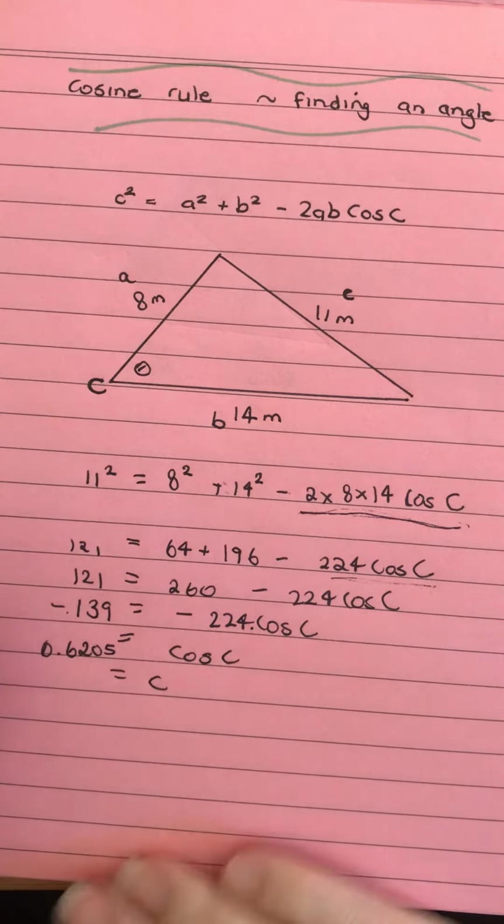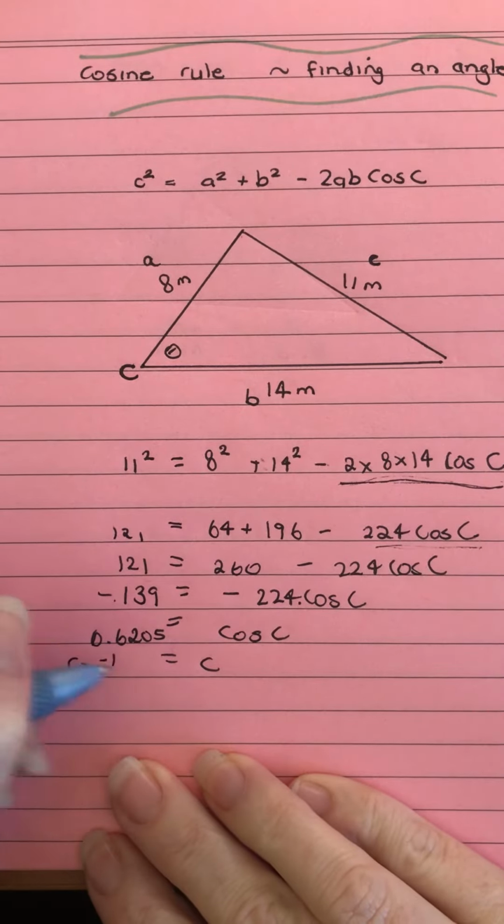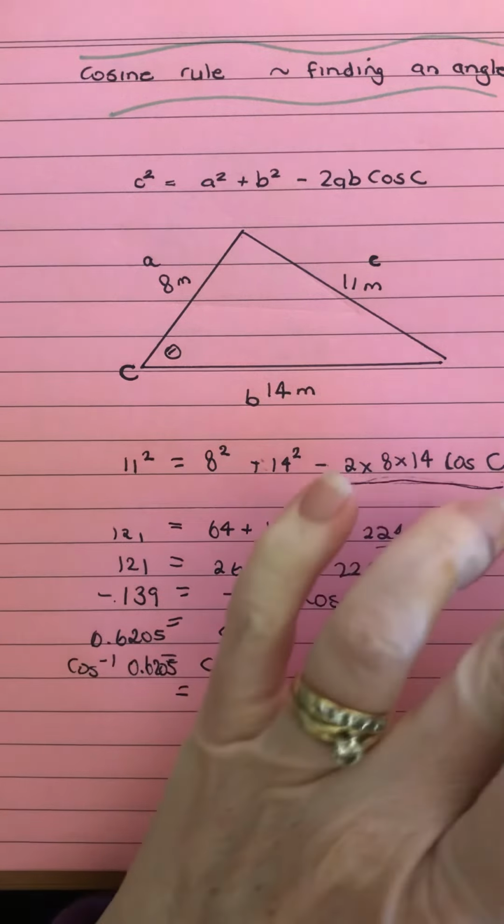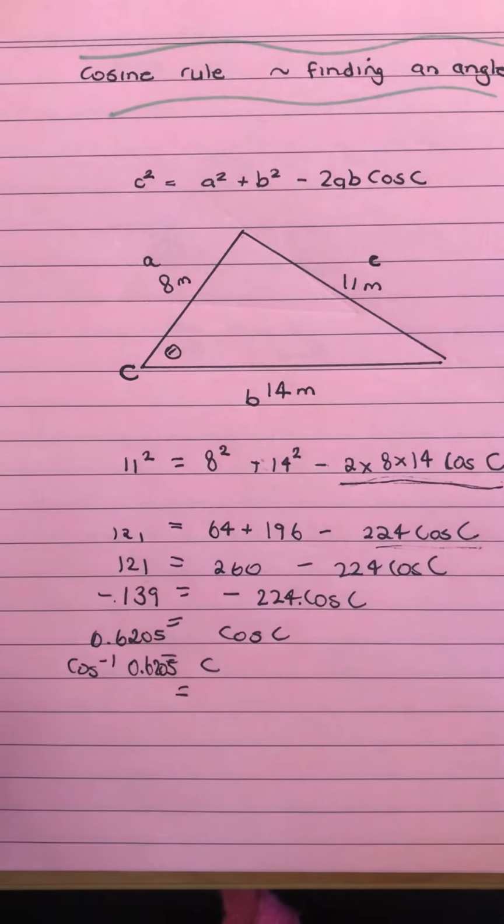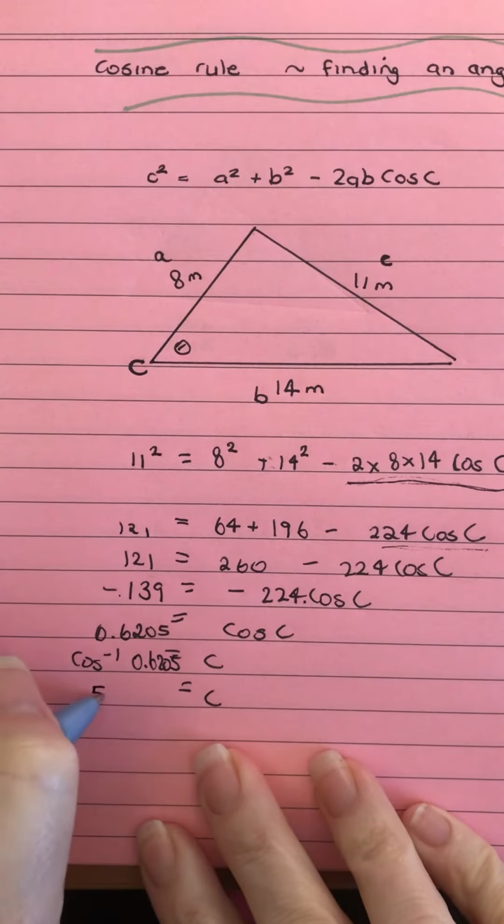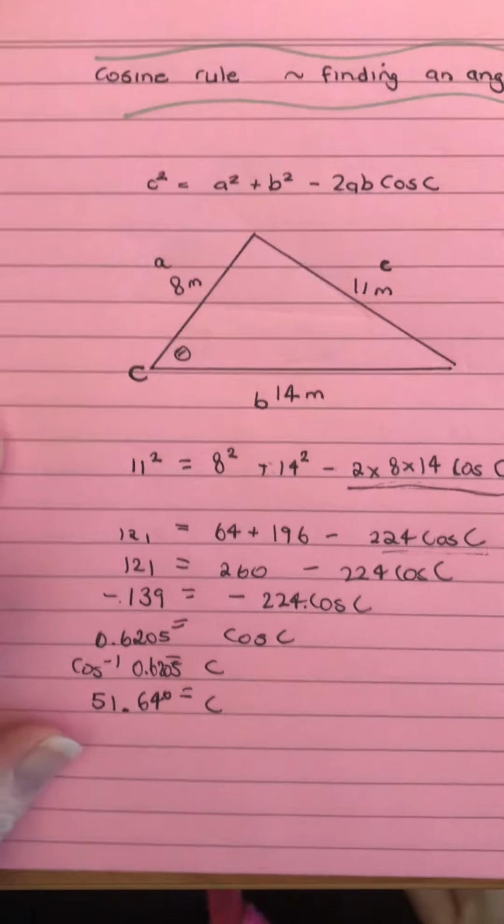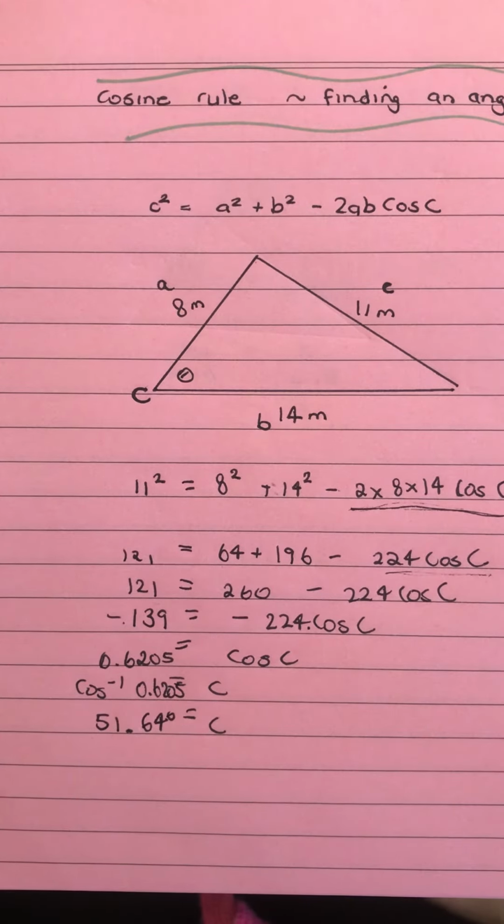So C is just going to be cos to the negative 1 of that. So I'll do second cos and put my answer in there, and I get my C is equal to 51.64 degrees.